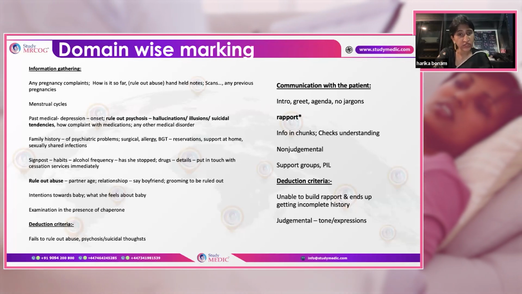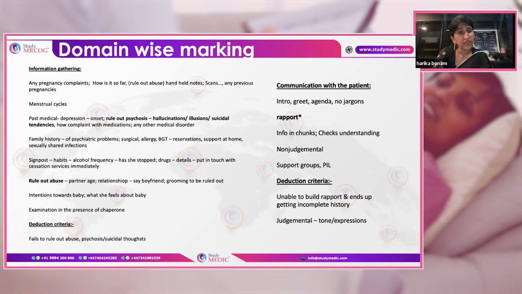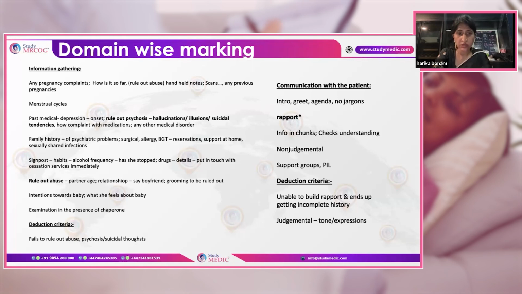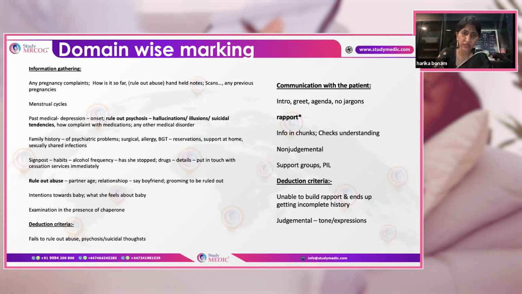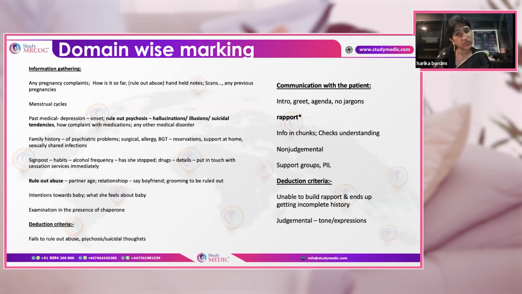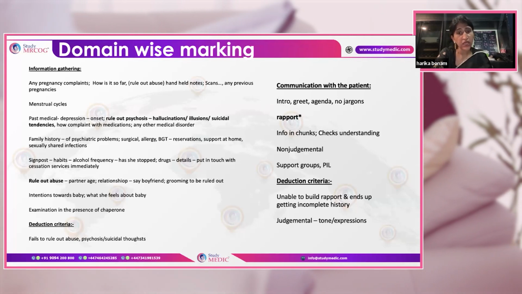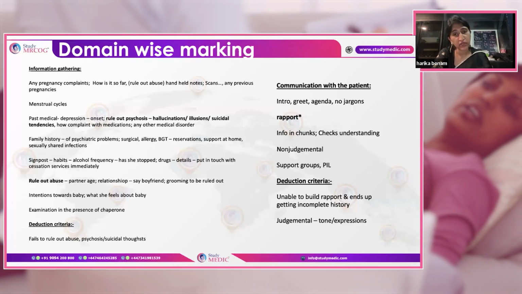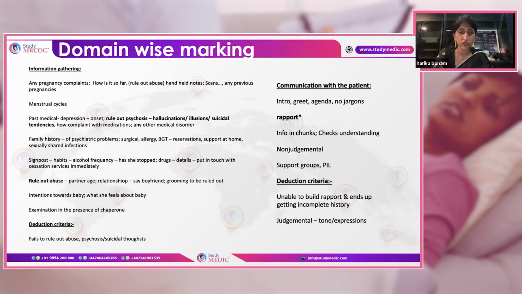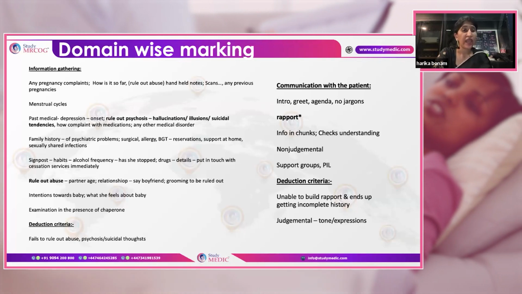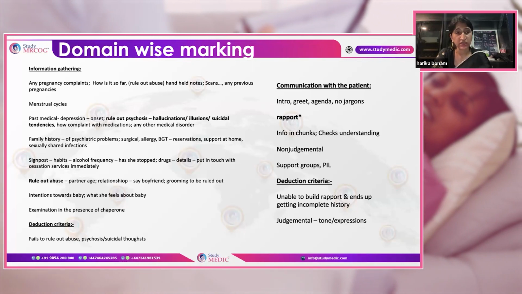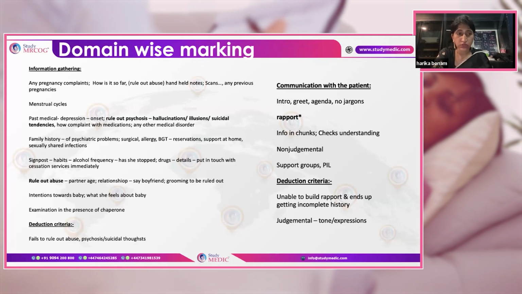And what kind of medication she's taking, any other medical disorders, and family history of psychiatric problems, which you ask for all depression cases. You have to ask about surgical history, allergies, blood group, and reservations, how the support at home is, and whether the partner and the parents are aware of the pregnancy. You can encourage her to involve her parents because she needs support throughout the pregnancy, but if she is not willing, do not force her. And rule out all sexually transmitted infections, definitely in teenage patients.